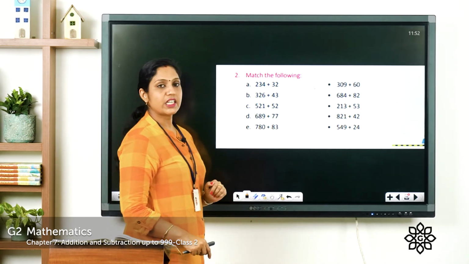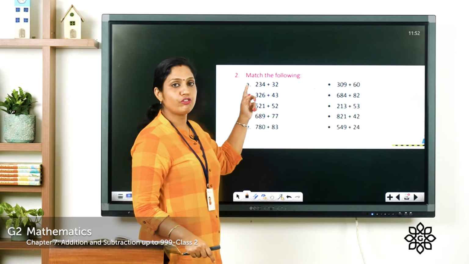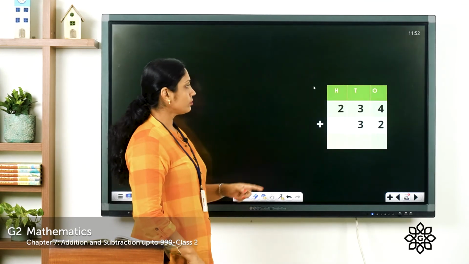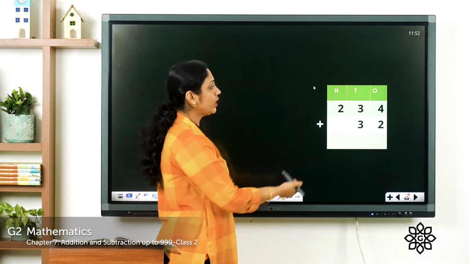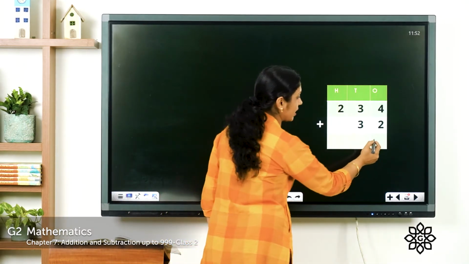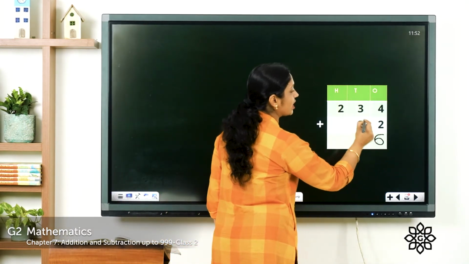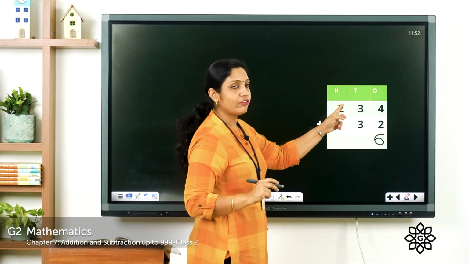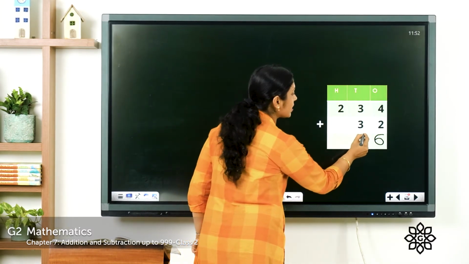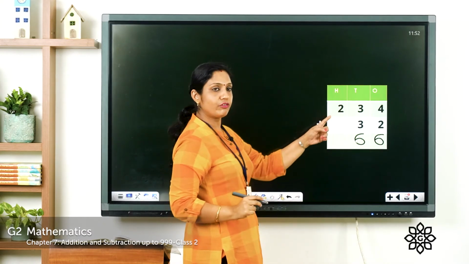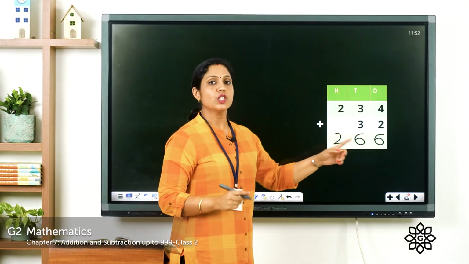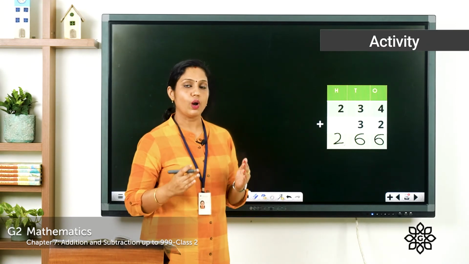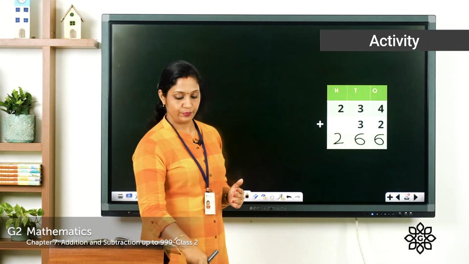Here you have question number A, 234 plus 32. So 234 plus 32. So how we will do it? 4 plus 2, 6. Write that 6 in the ones place. Tens place we have 3 plus 3, again 6. And in the hundreds place we have 2. Write it here, and you got the answer 266. So likewise, you have to write all the questions and do it in your notebook.